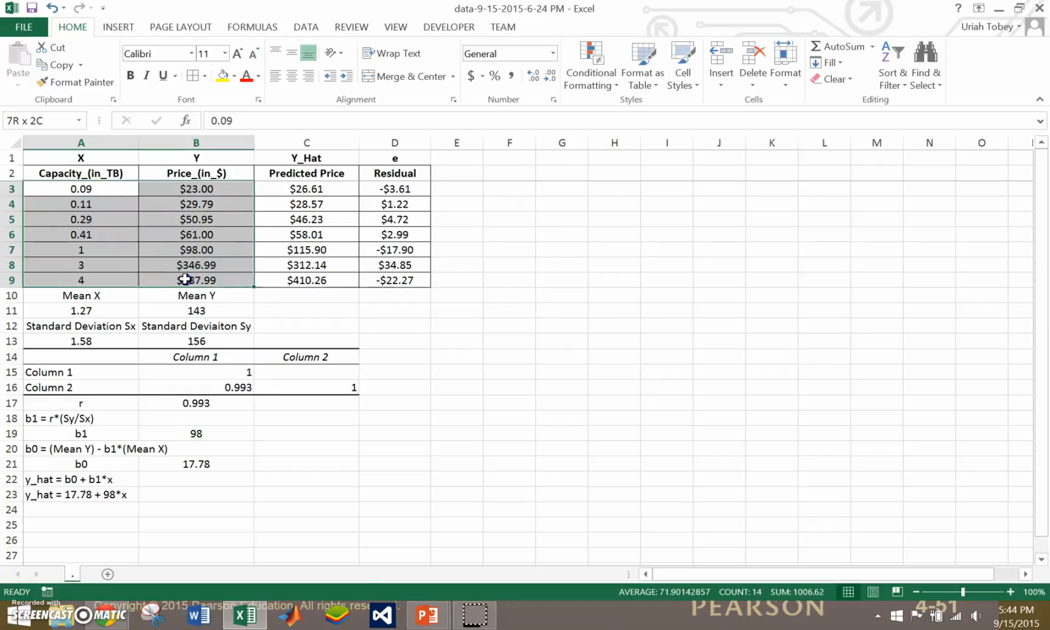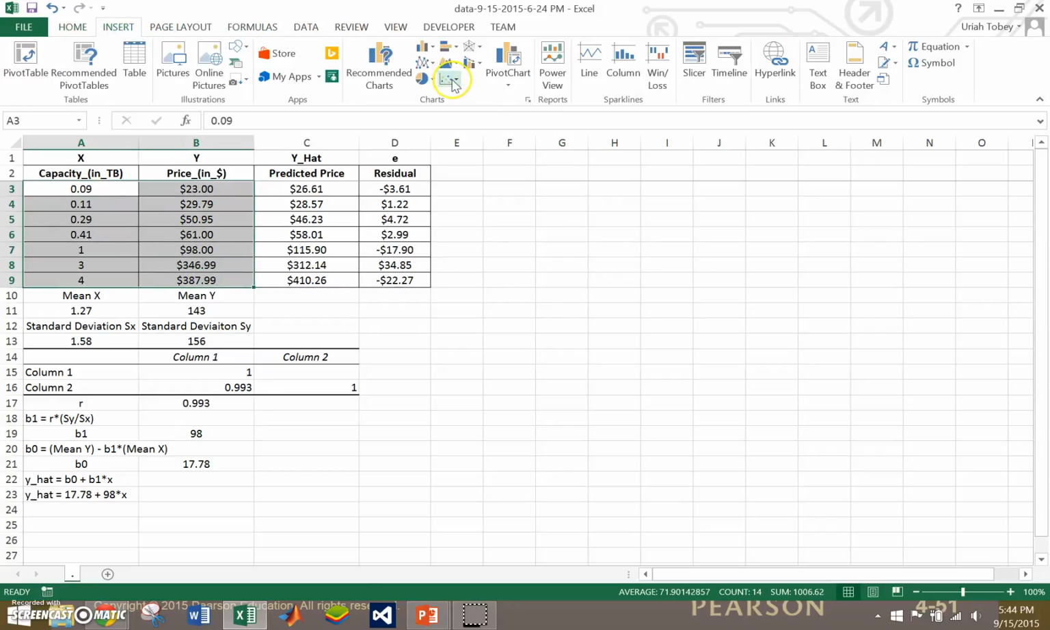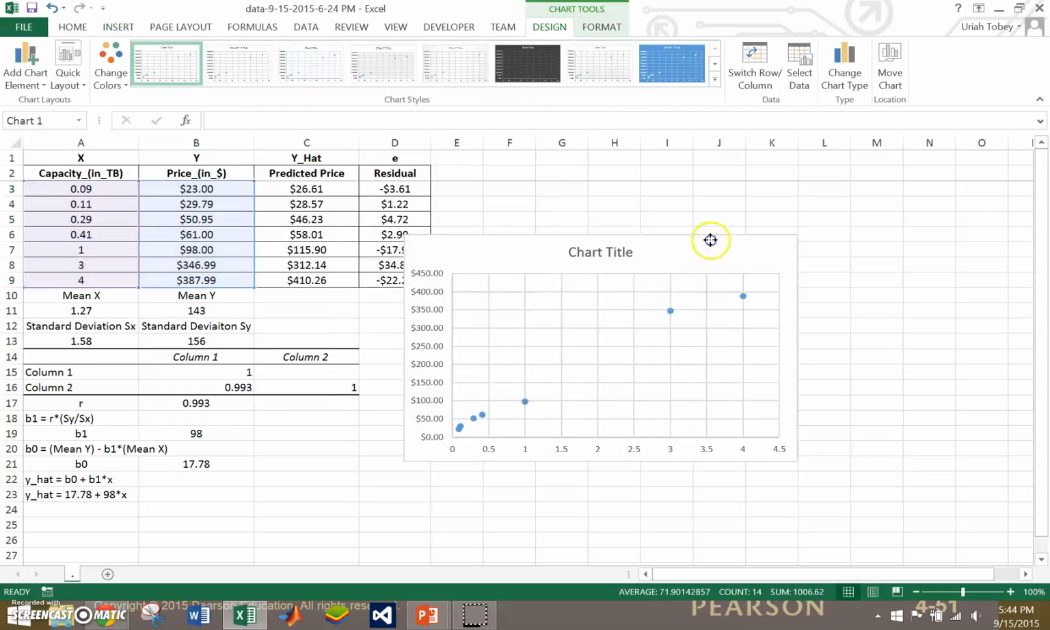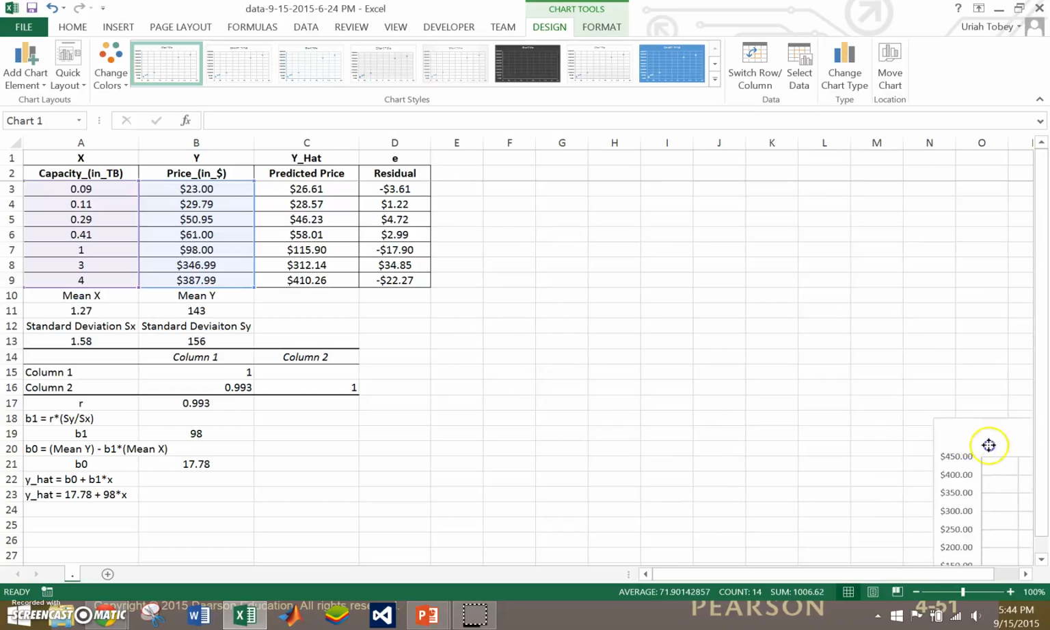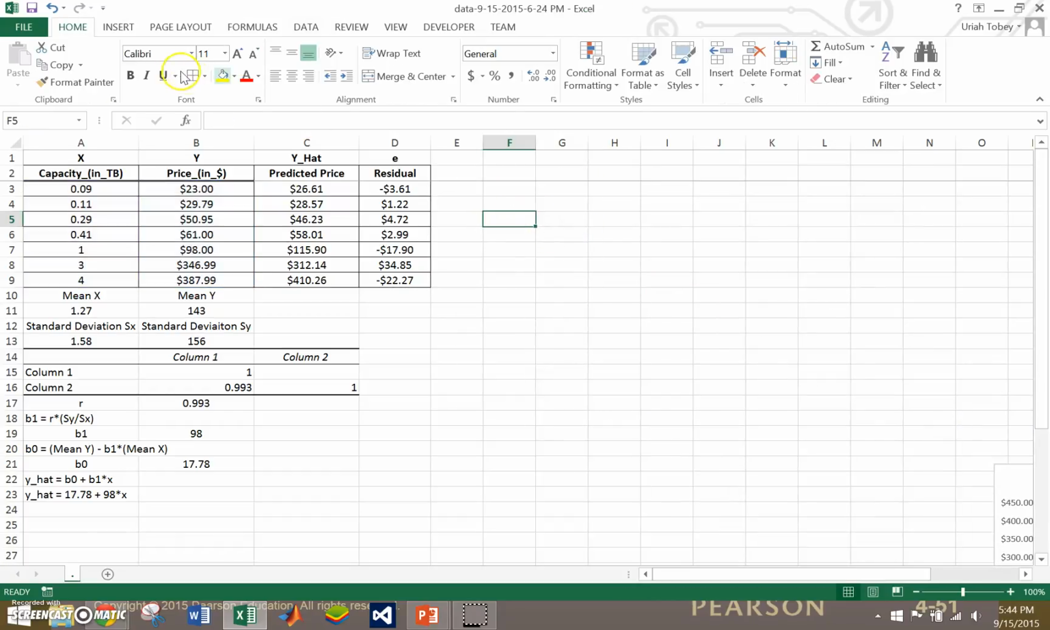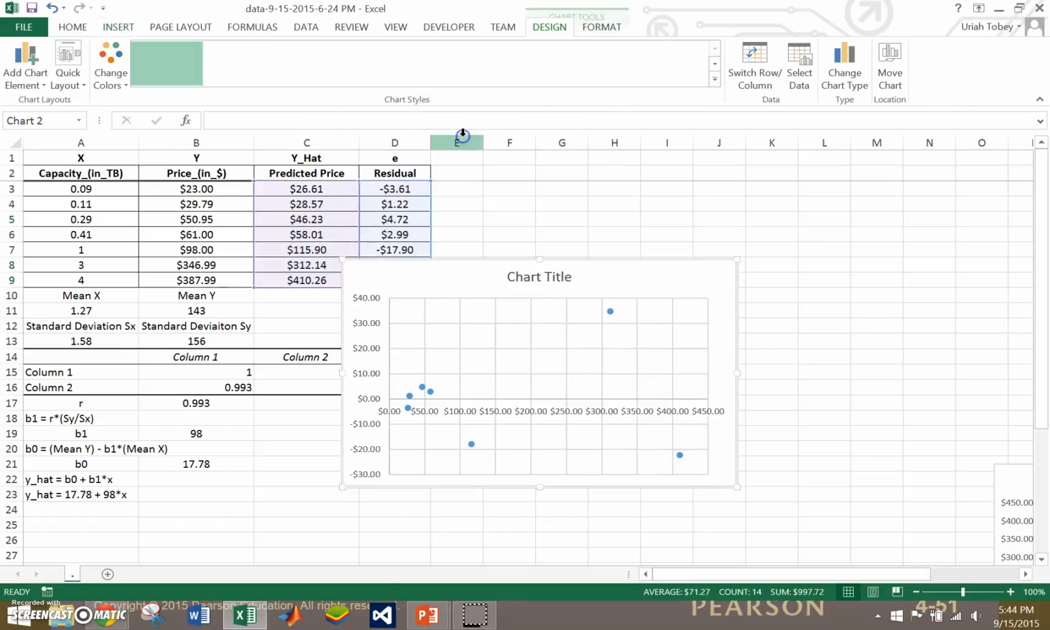So first we can insert this plot and see again just how good our data is. So there's our data, and so there's our terabytes on the x-axis versus price on the y. Now let me actually hide this, and let's do one for the residual plot. For this we need to select the predicted price, that's going to be our x value, and then we need to select the residual, which will be our y value, and we'll insert this as another scatter plot.